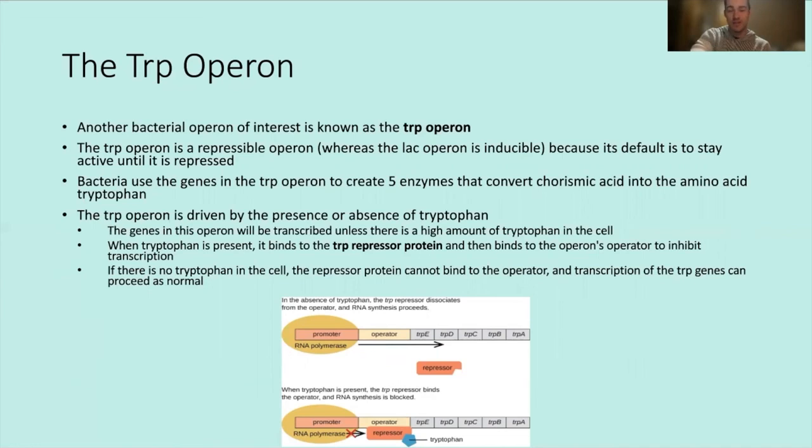So when tryptophan is present, it binds to the Trp repressor protein, which then binds to the operon's operator to inhibit the transcription. If there's no tryptophan in the cell, the repressor protein cannot bind, and the transcription of the Trp genes can proceed as normal. So this is a lot simpler. It's just going to keep on transcribing. It's going to be making those enzymes to form tryptophan. But if we have a high enough amount of tryptophan in the cell, then there's no reason to be doing this. It binds to that repressor protein, and it inhibits transcription because we already have tryptophan in the cell.